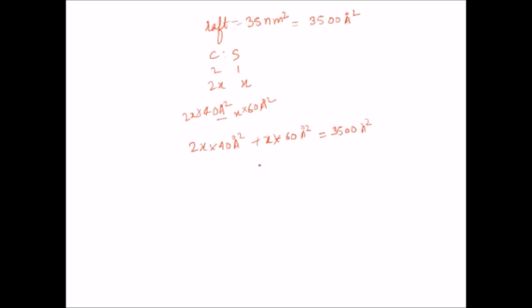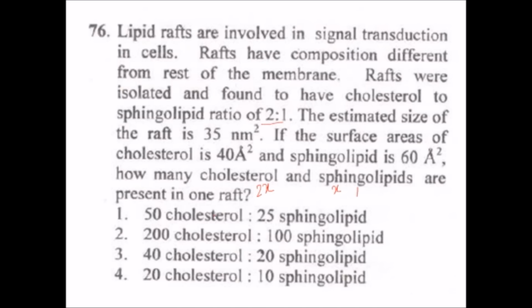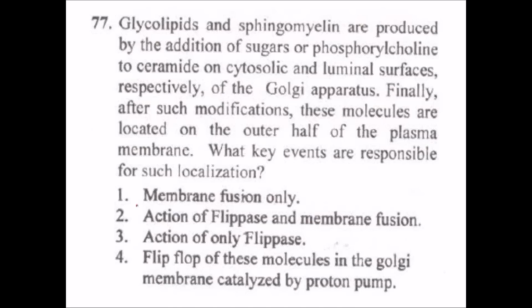Now when you solve this, you will get the value of x as 3500 divided by 140. You will get it as 25. So the value of x is 25, which means the number of sphingolipid is x equals 25 and that of cholesterol is 2x equals 50. Coming back to the question, the answer will be 50 cholesterol and 25 sphingolipid. So simple it was. Now move to the next question.